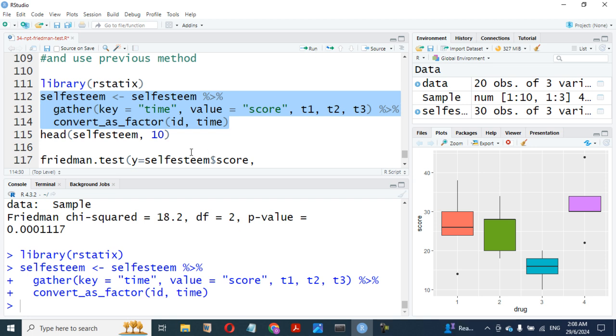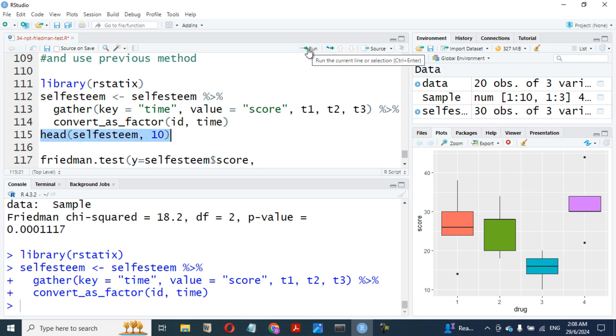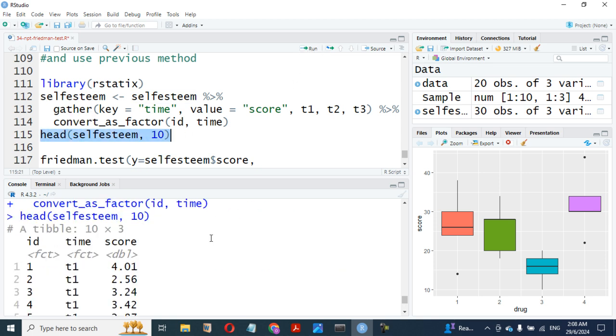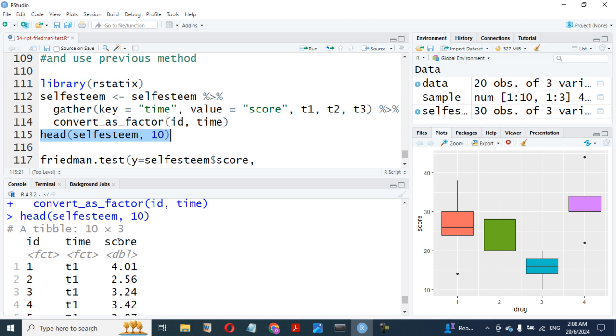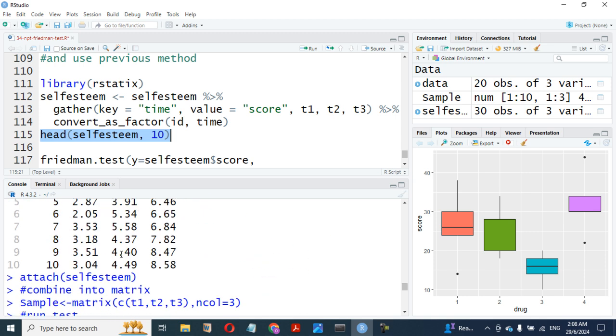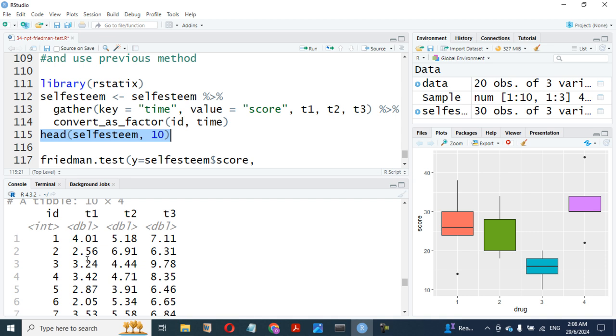All right, so we have done that now. We now have a self-esteem data set, right? So let's look at the first term first. Now look at it. We have our ID, time, and score. So that T1, T2, T3 is time, right? But now we have combined them together. As you can see, you can have this score. So this is what we have before here. You can see what you have before here, T1, T2, T3.